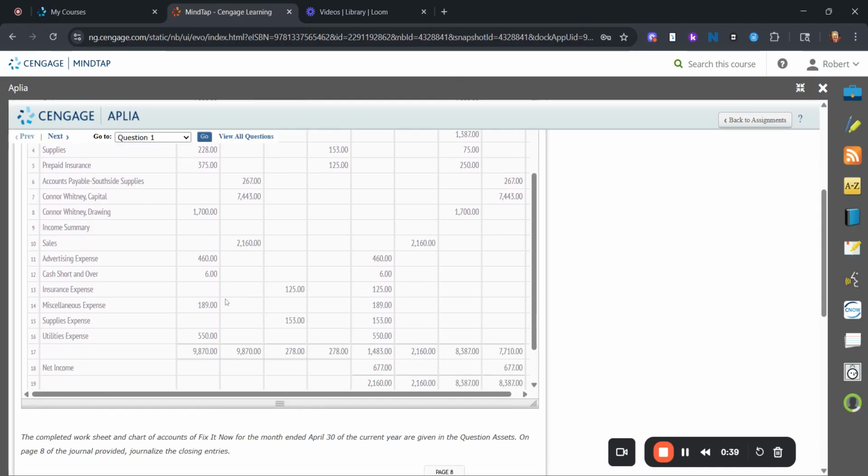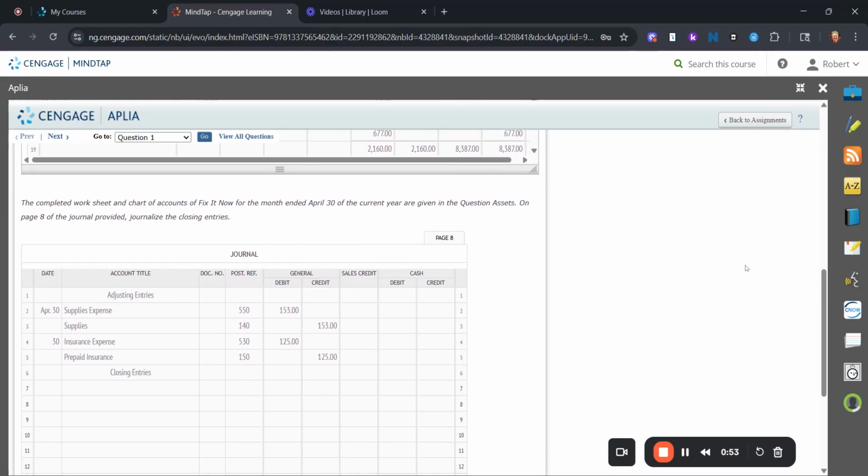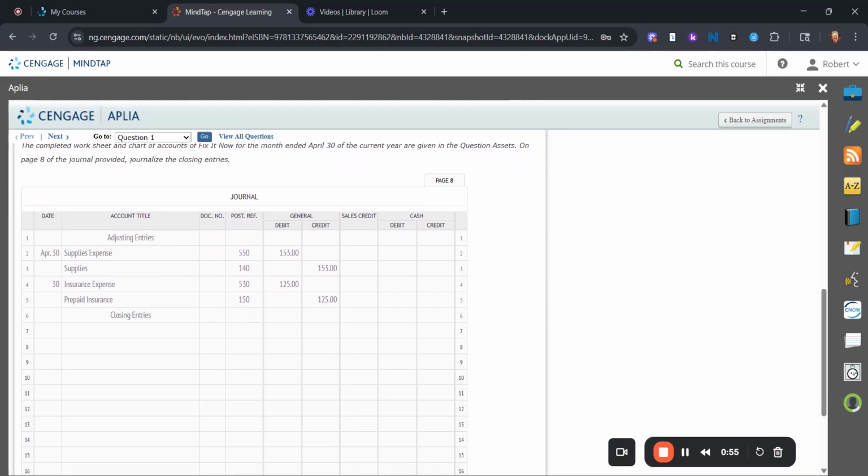So where we're going to start is we're going to post these closing entries from line 10, from sales, from the income summary section, from sales on down. So we have our section already labeled on the journal for closing entries. These are the closing entries for the month to finalize the record keeping for the month. So we'll put 30th for the end of April, and we're going to start with sales.